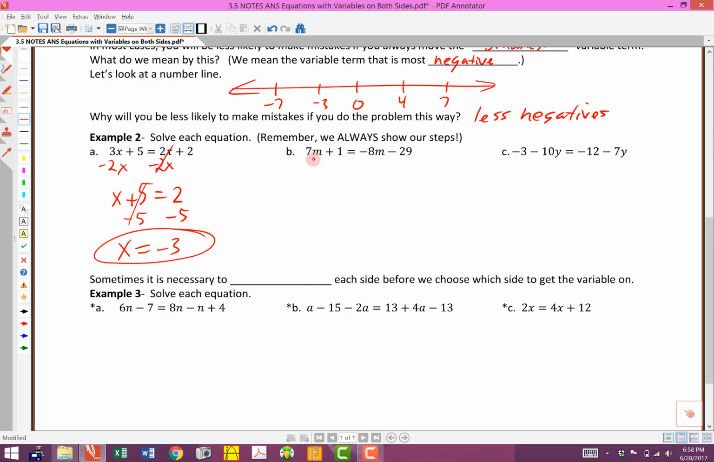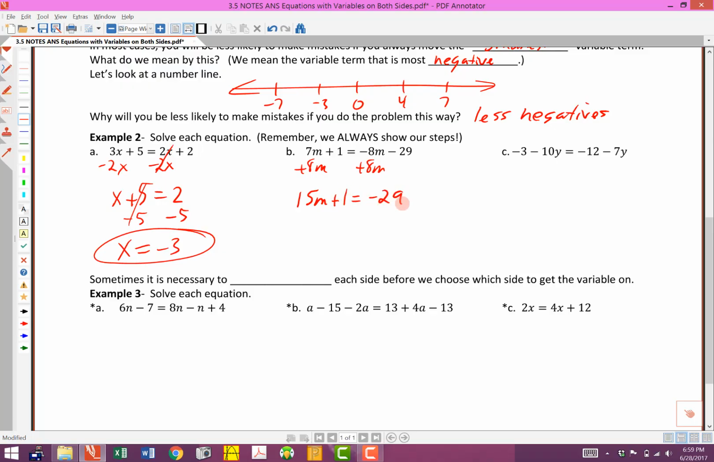We've got a choice between moving a 7m or an 8m on this one. And again, we want to move the smallest one, meaning the one that's most negative. That's going to be this one right here. So we are going to add 8m to both sides. You'll notice that we end up with a positive 15m. That's what we want, a positive. Plus 1 equals negative 29.